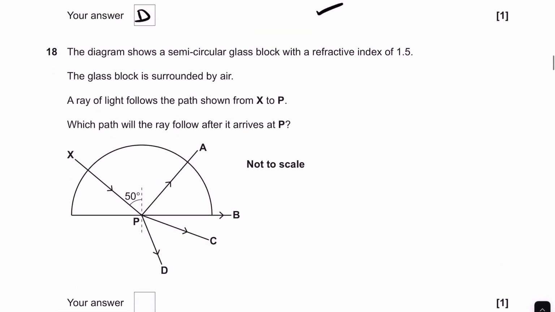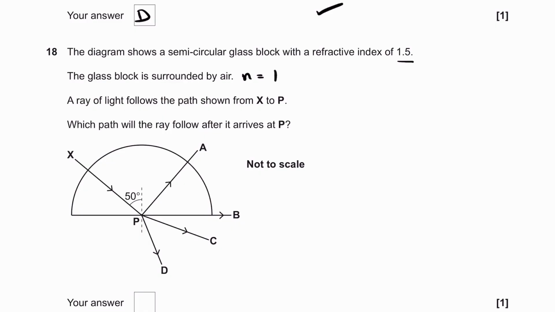Question number 18. We've been given a diagram showing a semicircular glass block with a refractive index of 1.5. The glass block is surrounded by air, so we know that N is 1. And a ray of light follows the path shown from X to P. Which path will the ray follow after it arrives at P?